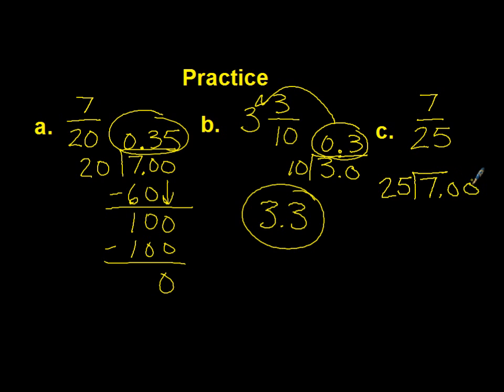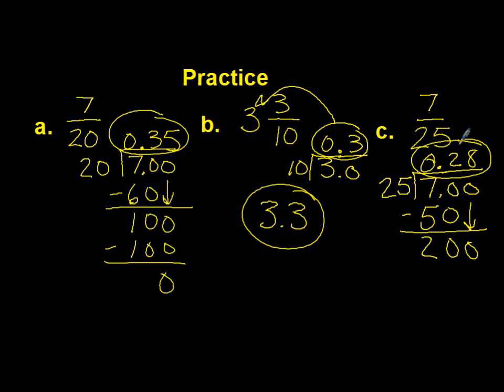And on the last one, 7/25. Put on a couple of zeros. 25 goes into 7 0 times, goes into 70 2 times. And goes into 200 8 times. So our final answer is 0 and 28/100.